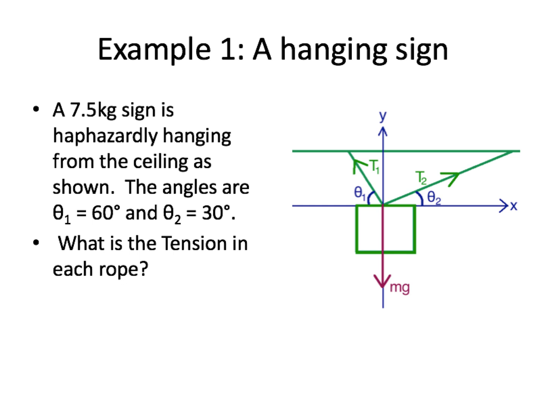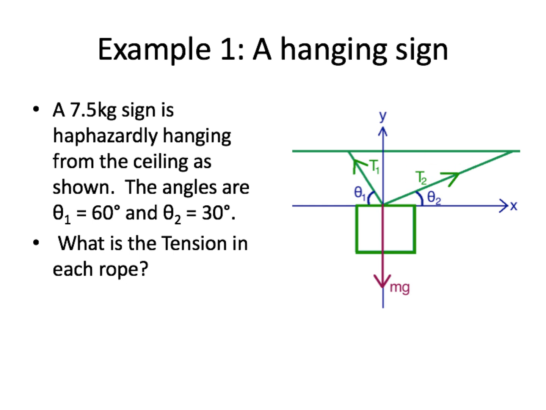So what this question is really asking is, for this specific configuration with theta 1 and theta 2, what is the force in rope 1? That's the tension in rope 1. What is the tension in rope 2? So how are we going to do that?